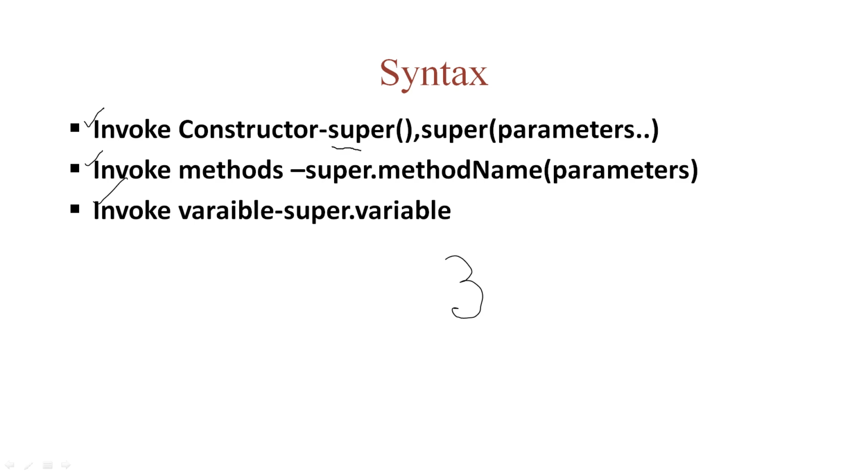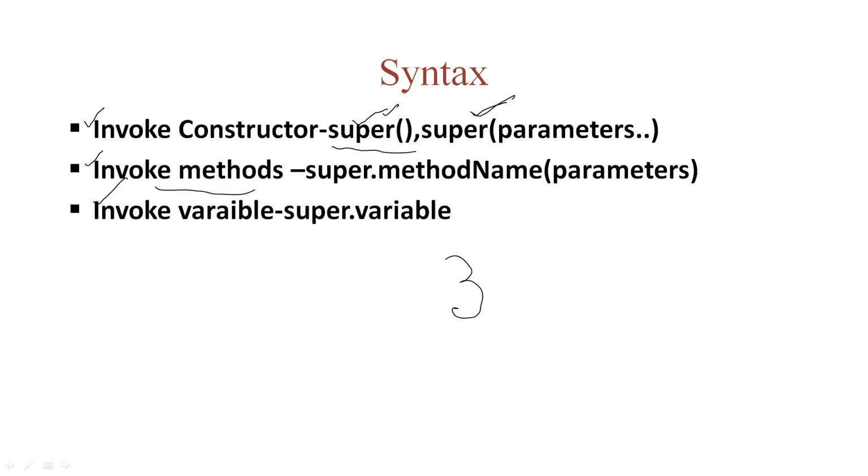Whenever we call the superclass constructor with super, it must be the first statement in the constructor. Super can be used with parameters as well. So there are two examples: super with no parameters and super with parameters. These two we can invoke from the subclass constructors, and they call the superclass default constructor and the superclass parameterized constructor. We can also check the examples, and the next one is invoking the methods.